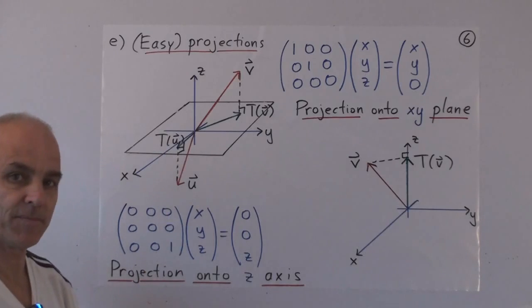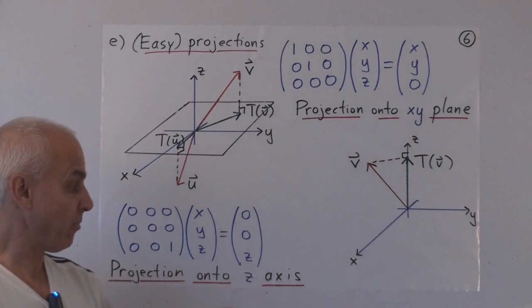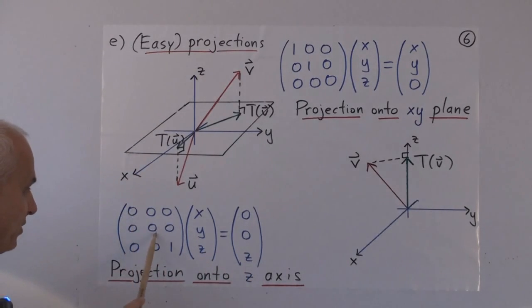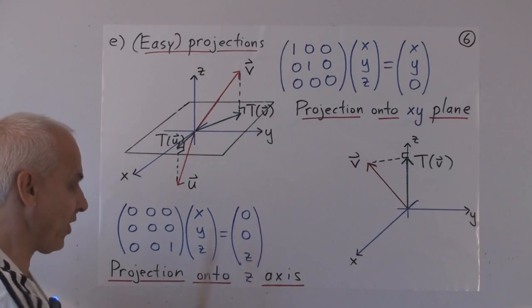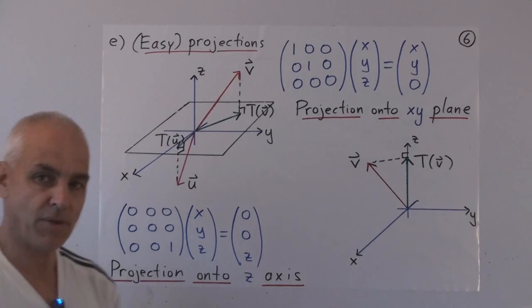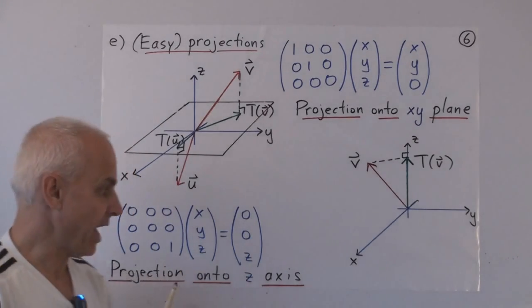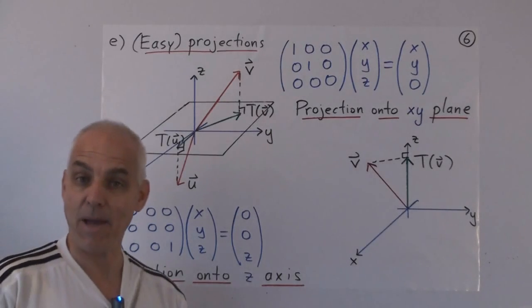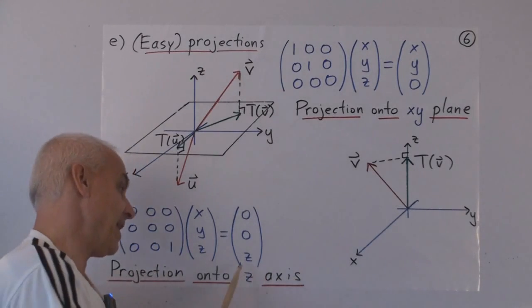in this case. Here is another kind of projection, which is not a projection onto a plane, but rather a projection onto a line. Here we have diagonal entries 0, 0, 1, sending a vector x, y, z to simply 0, 0, z. Now what's happened is that the x and the y coordinates are mapped to 0, and the z coordinate has stayed unchanged.